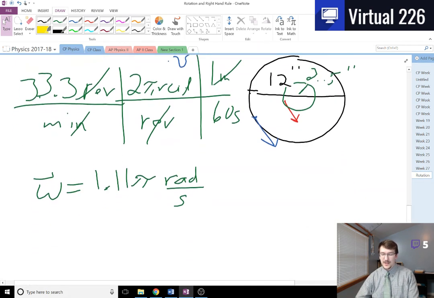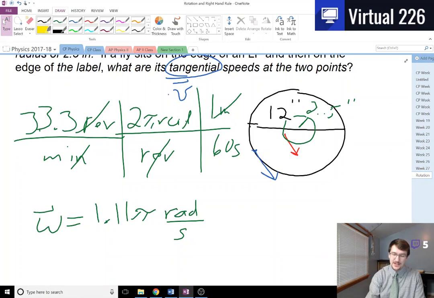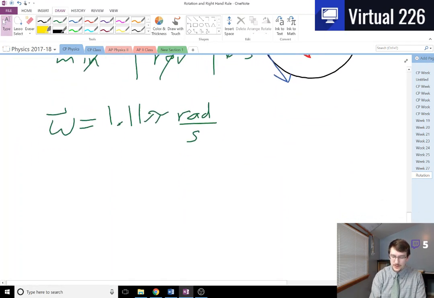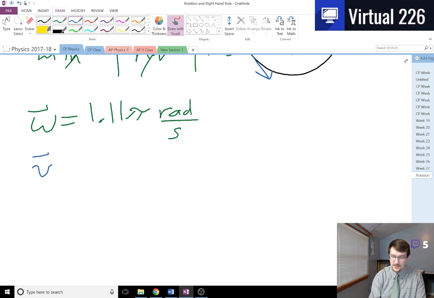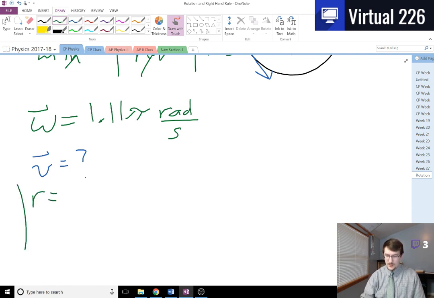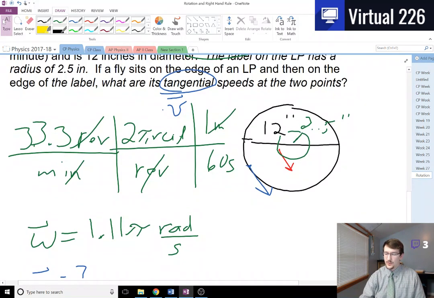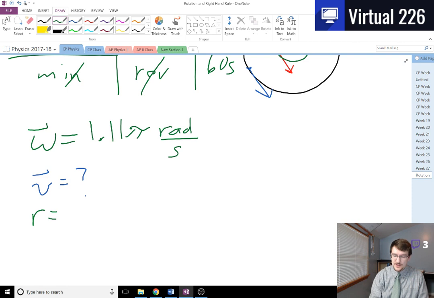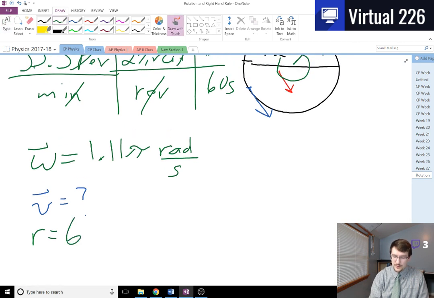Now, if we want the tangential speed at the edge of the disk, we're looking for some velocity v. This isn't that crazy. We know the radius from the center of the disk going out. If the whole diameter is 12 inches, then halfway is just 6 inches. So we know this radius is 6 inches. We're going to leave it in inches, no conversions needed. If we want a linear velocity, we just have to do omega times r.